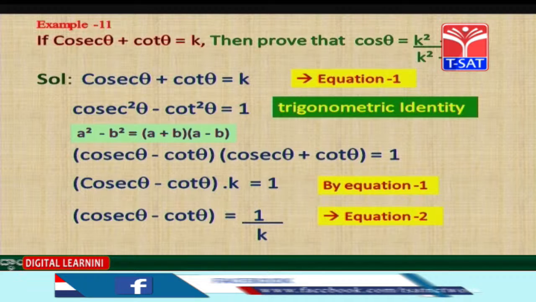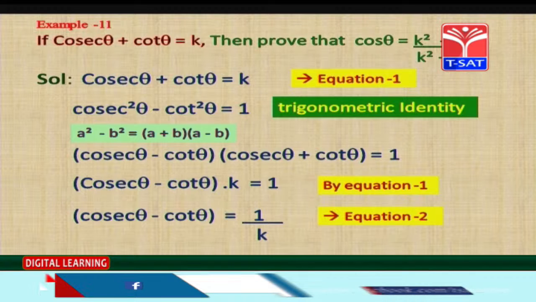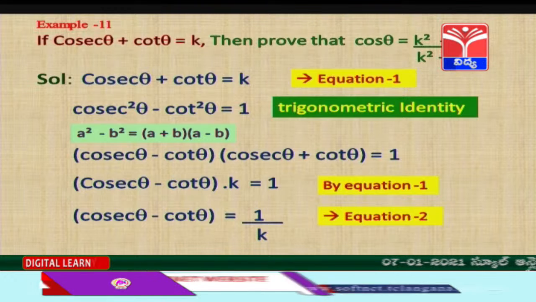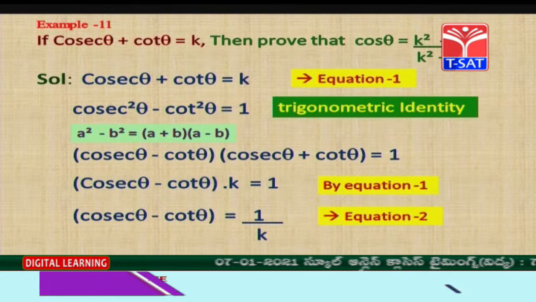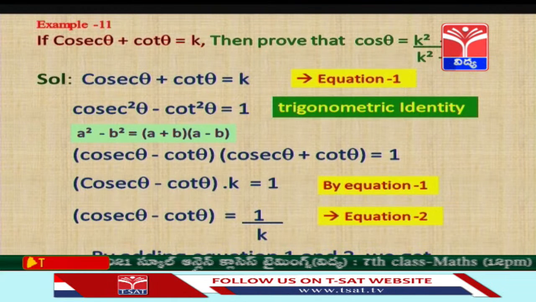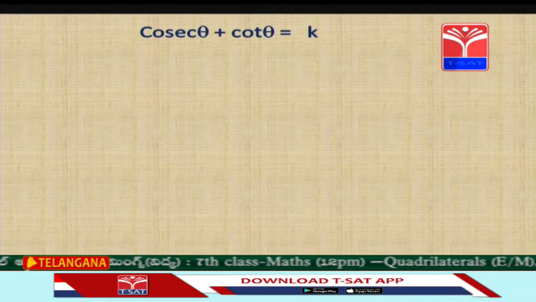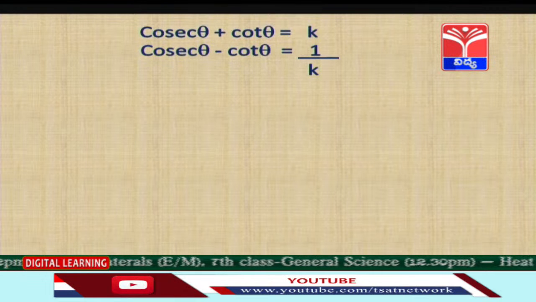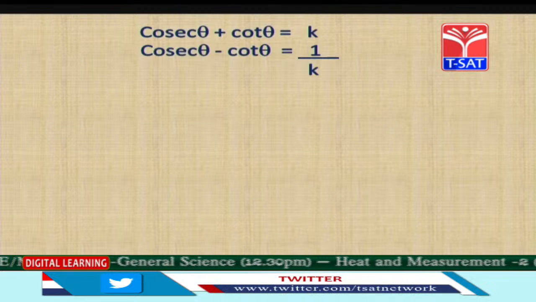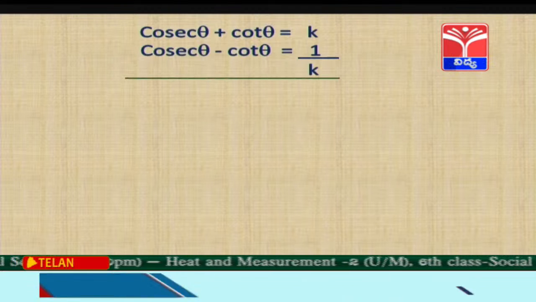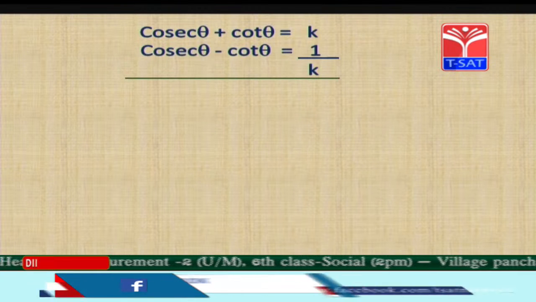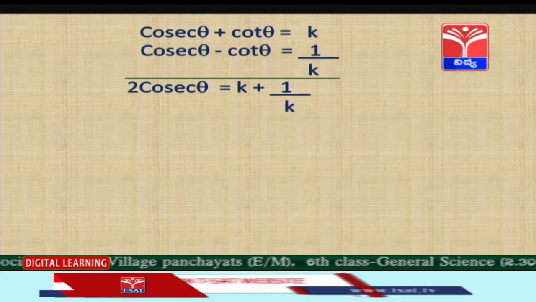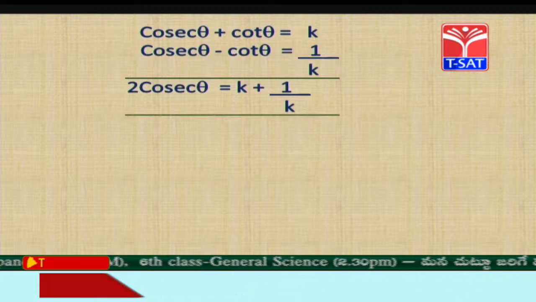We have equation 1 and equation 2. I am going to use these two equations and solve them by algebraic form. So, let me add equation 1 and equation 2. By adding equation 1 and 2, what do we get to see? Cosec theta plus cot theta is equal to k, cosec theta minus cot theta is equal to 1 by k. When I add, cot theta and minus cot theta get cancelled. You will be getting here 2 cosec theta is equal to, on the right hand side, k plus 1 by k. So, if you solve it, what will you get?